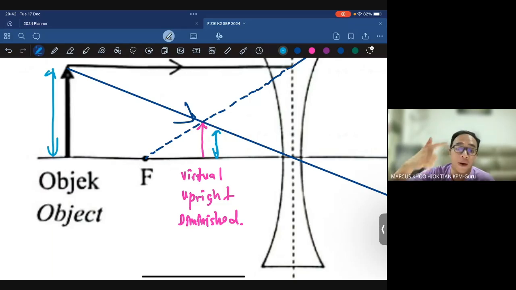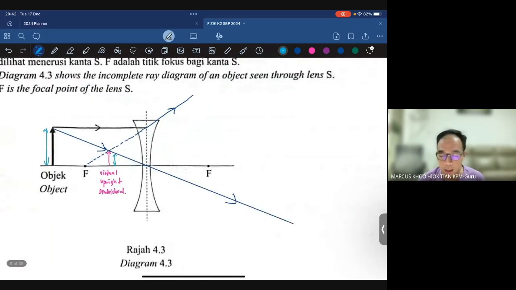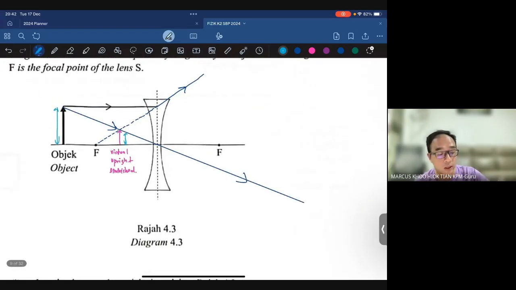Okay, virtual upright diminished. So this is how marks will be given. 1 mark for this line, 1 mark for this line, and 1 mark for marking out the image. I think that would be the general answer for this.